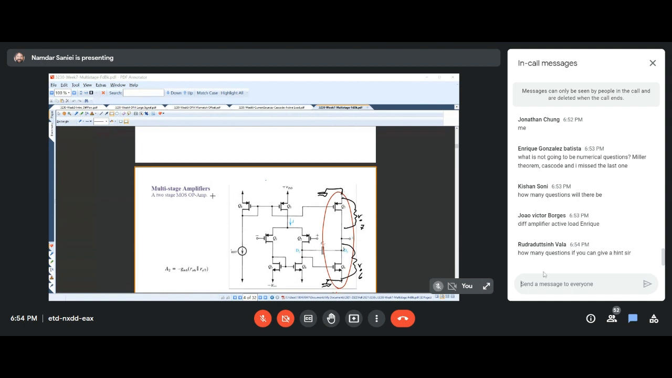So let me see, before I lose the question: what is not going to be numerical questions? Miller theorem, cascode, and the last one is the differential pair with active load.